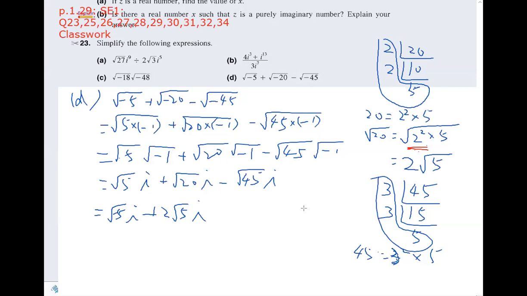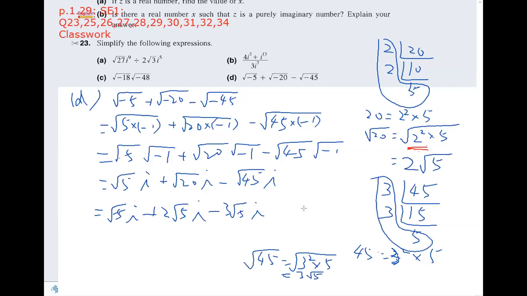And square root 45 is equal to square root of 3 squared times 5. But we know that 3 has a square here, so it forms one pair, which means that we can escape from the square root. Okay, it's 3. And then the root 5 is left inside the square root. Okay, which means that it is minus 3 root 5 times i.